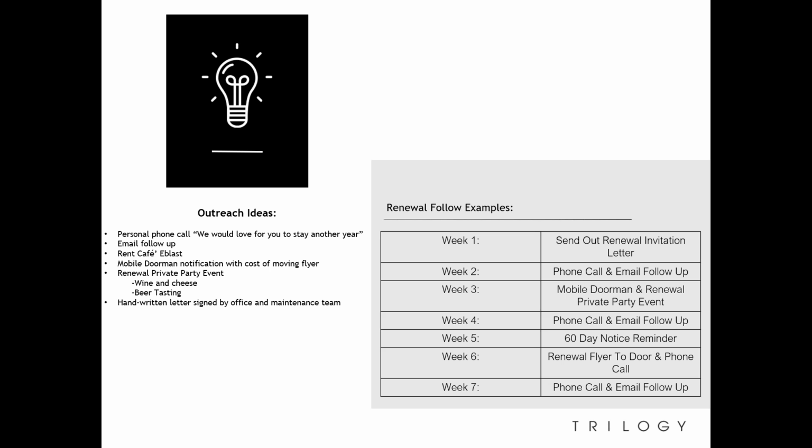Some examples. For week 1, of course, you send out the renewal invitation letter. Week 2, phone call and email follow-up. Week 3, a mobile doorman and renewal private party event. In week 4, a phone call and email follow-up. Week 5, a 60-day notice reminder, just to remind them that, hey, you're coming up on your 60-day notice and we haven't heard back. Week 6, a renewal flyer to door and phone call. In week 7, phone call and email follow-up. So these are all just examples. I do like to have phone call and email follow-up every other week at least.